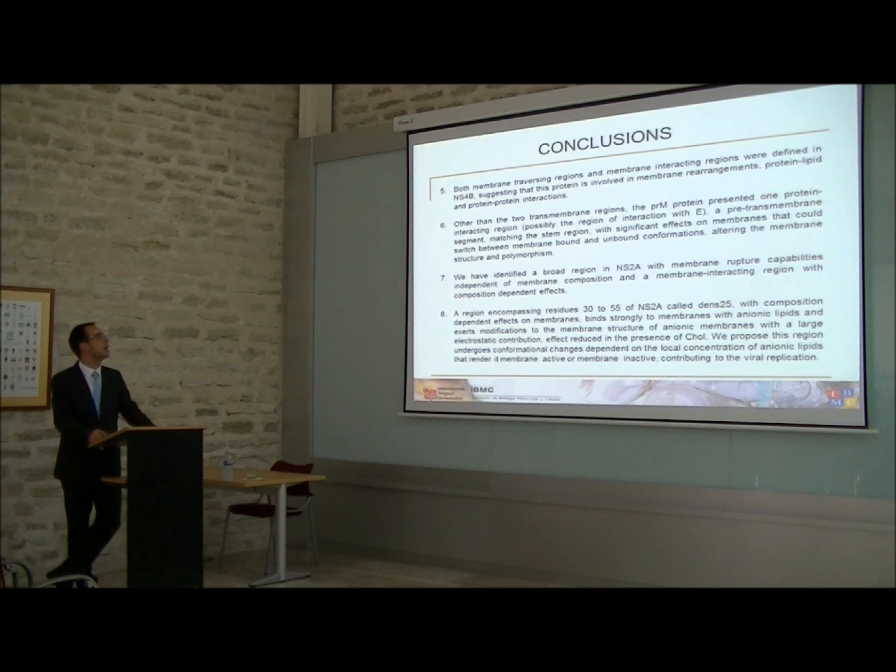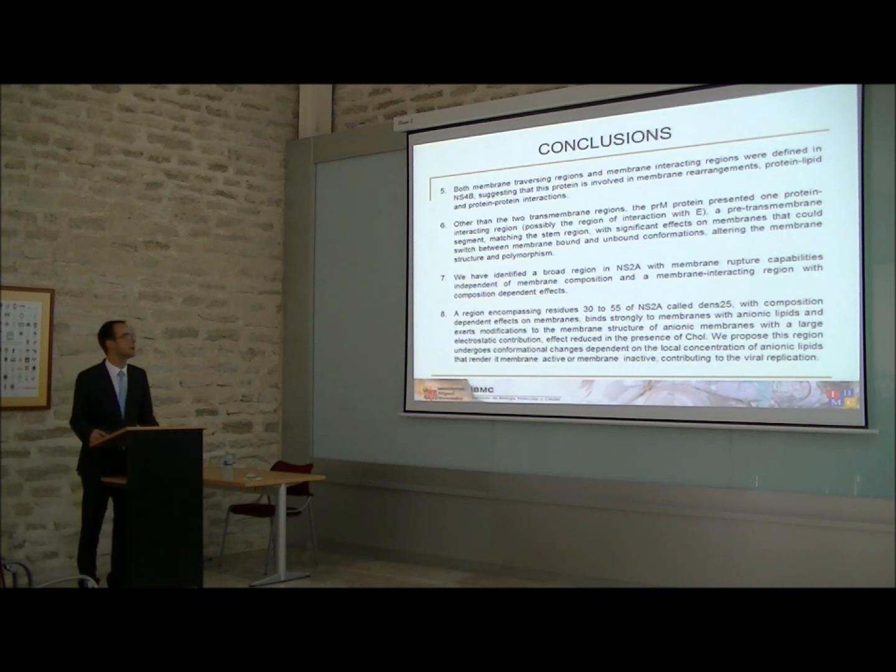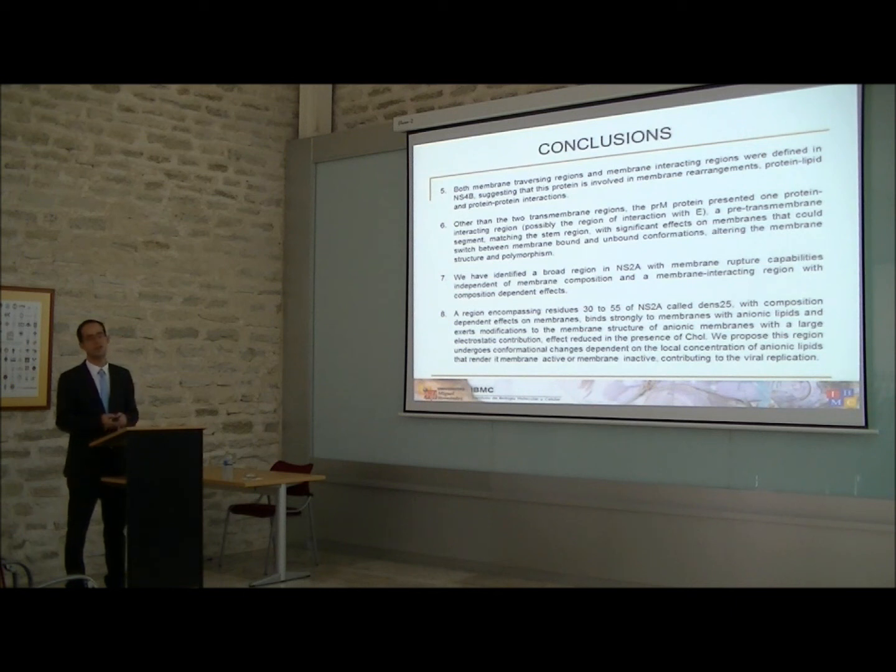Point number 6. Other than the 2 transmembrane regions, the PRM protein presented 1 protein-interacting region, possibly the region of interaction with E, and a pre-transmembrane segment matching the stem region with significant effects on membranes that could switch between membrane-bound and unbound conformations, altering the membrane structure and polymorphism. Point number 7. We have identified a broad region in NS2A with membrane rupture capabilities independent of membrane composition and a membrane interacting region with composition-dependent effects.